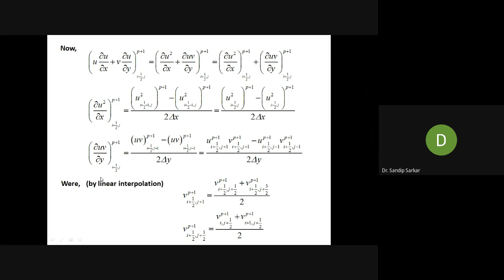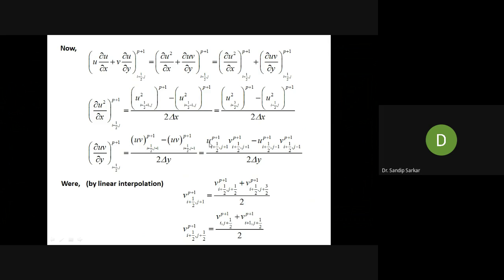Now let us start with del uv by del y. So del uv by del y at p plus 1 level, I plus half j. If you apply the central difference scheme, that is uv at p plus 1, I plus half j plus 1, minus uv at p plus 1, I plus half j minus 1, by 2 delta y. Fine. That means u at p plus 1, I plus half j plus 1, v at p plus 1, I plus half j plus 1, minus u at p plus 1, I plus half j minus 1, v at p plus 1, I plus half j minus 1.